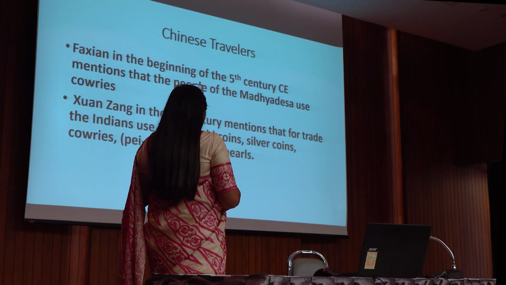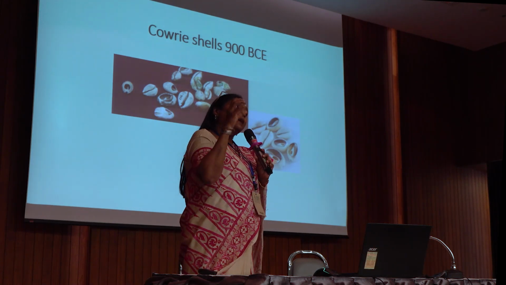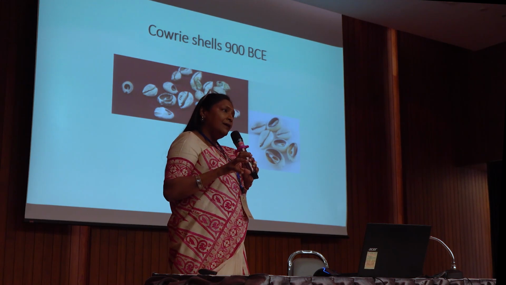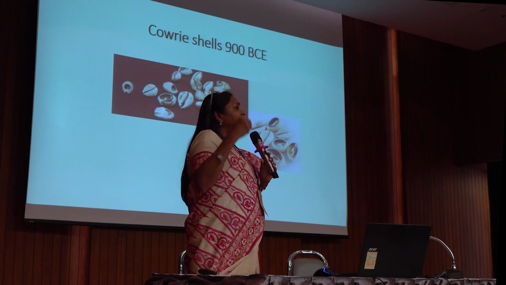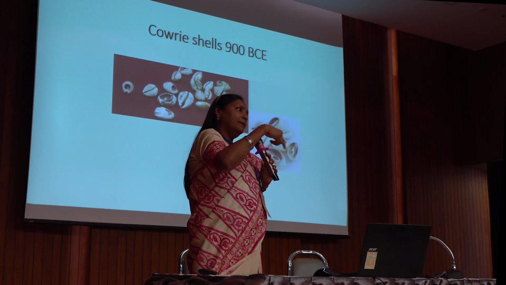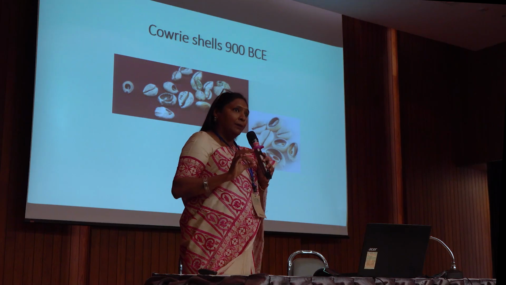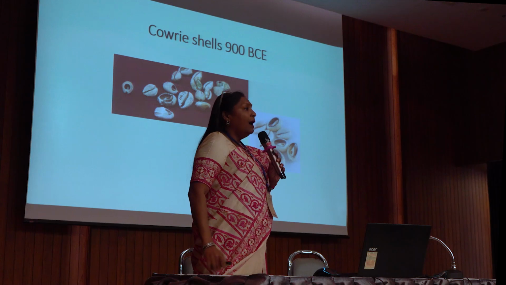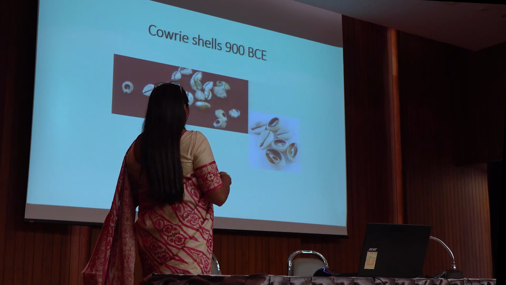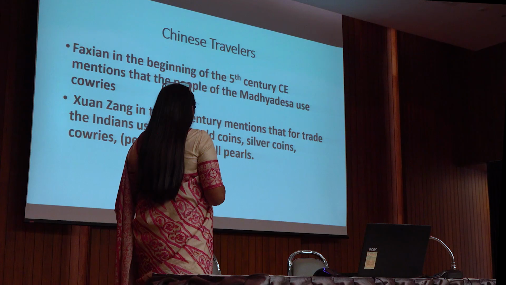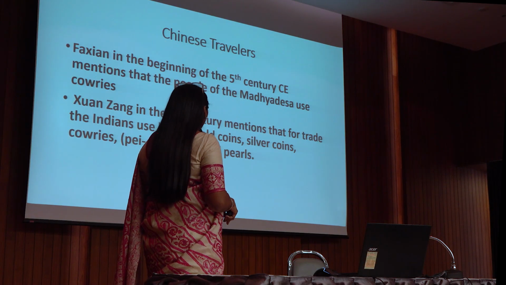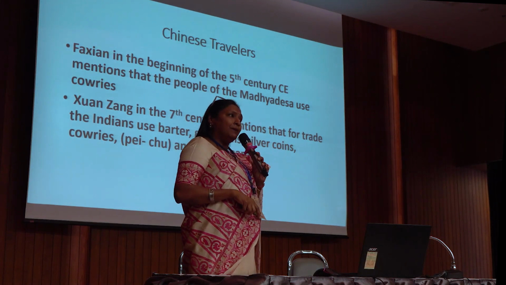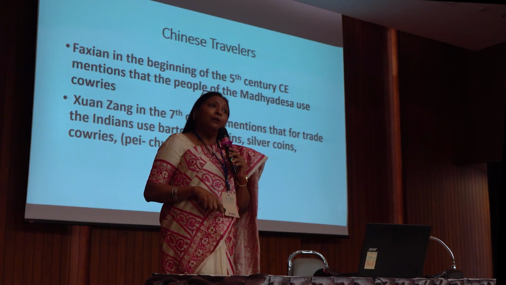So now what I am trying to talk about is that these cowrie shells have a particular route. So it was shipped from Maldives by watercrafts. It came to the Bay of Bengal, that is the Bengal network, especially the Tamluk area, Tamralipti and other contexts. And from here, it actually went to China, either through the land route or through the Isthmus of Kra. But now, when you look at the Chinese travelers, Faxian and Xuanzang, both talk about the use of cowrie shells by the people in India, that is, the people of Madhya Desha.